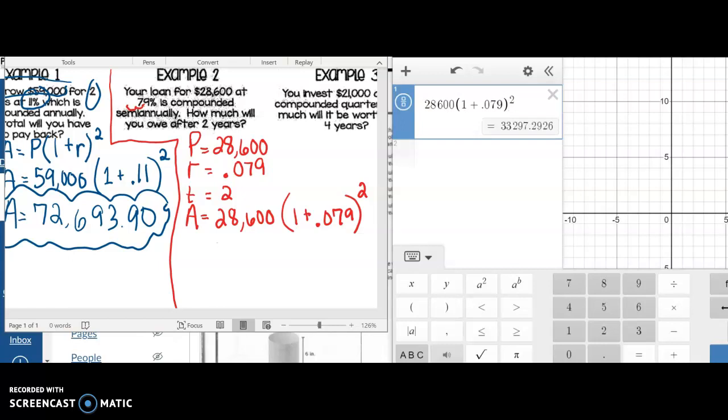Okay, so how much will you have to pay the bank back? Good. $33,297.29. So if I just told you that, how would I figure out how much interest I paid?